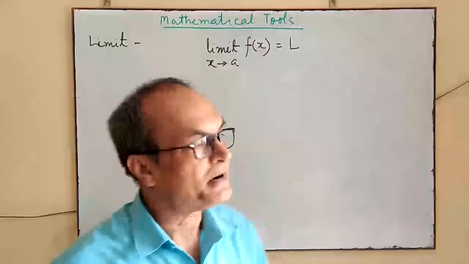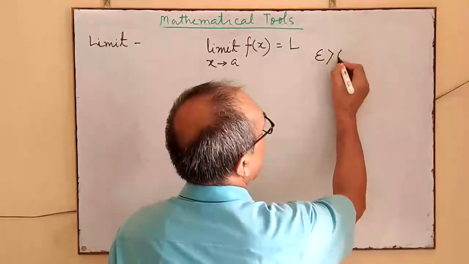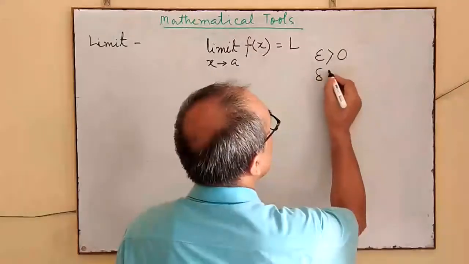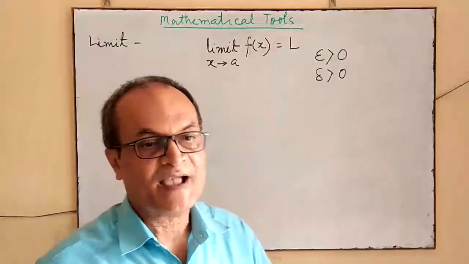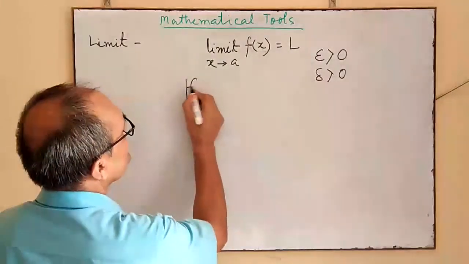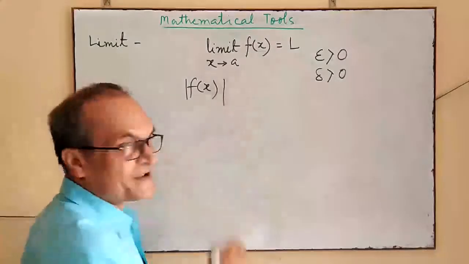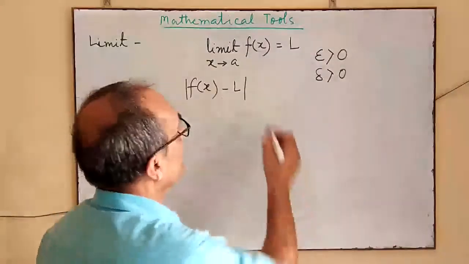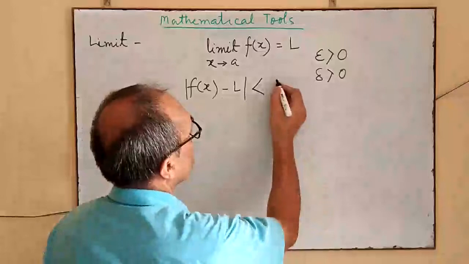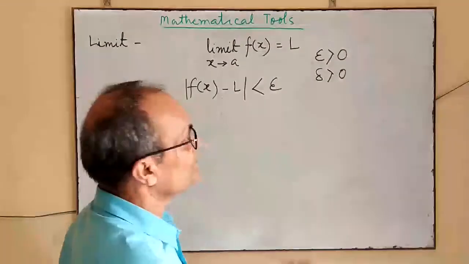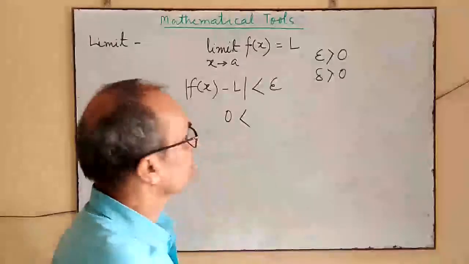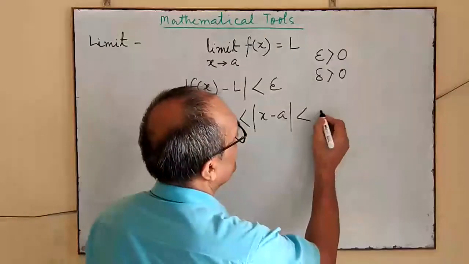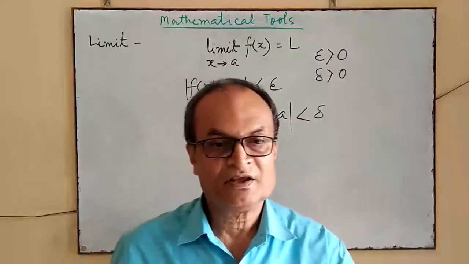If for every number epsilon greater than 0, there exists a corresponding number delta greater than 0, such that the absolute value of f(x) minus L is less than epsilon, wherever 0 is less than the absolute value of x minus a, and it is less than delta. I think you understand here.